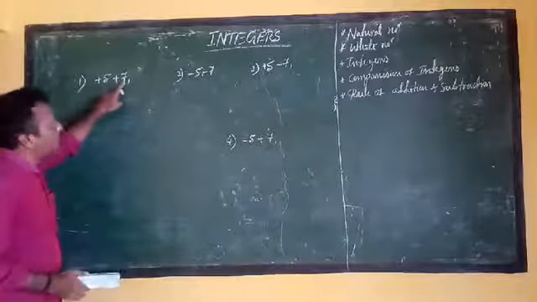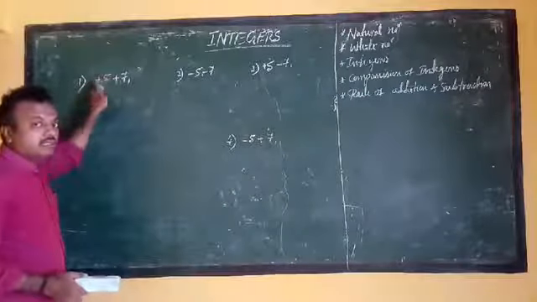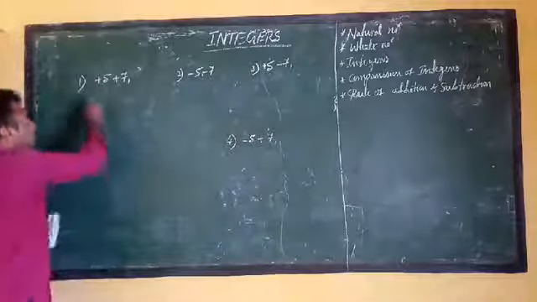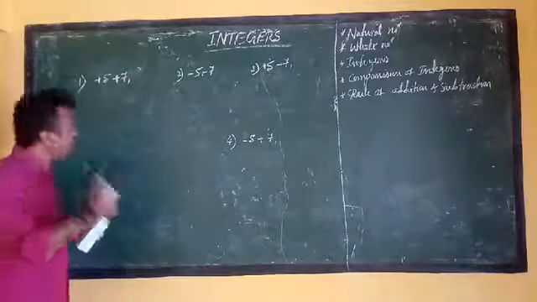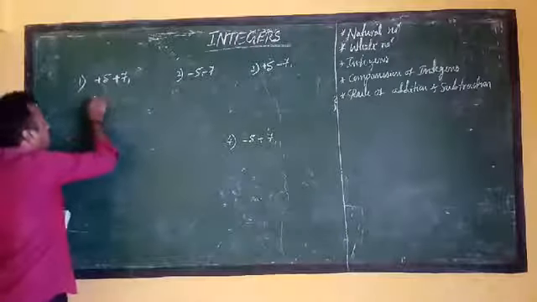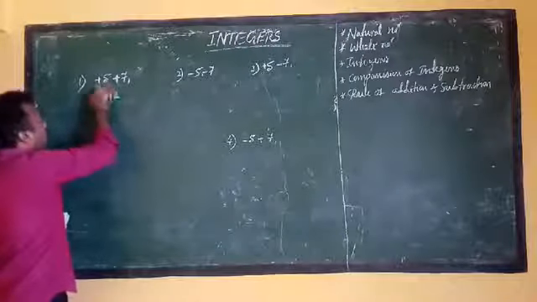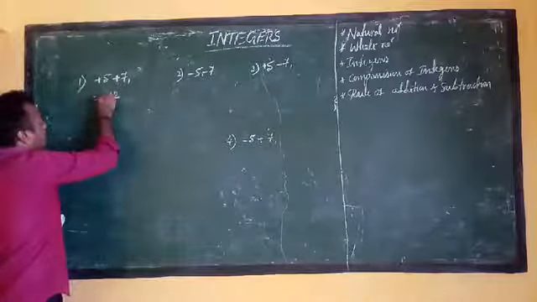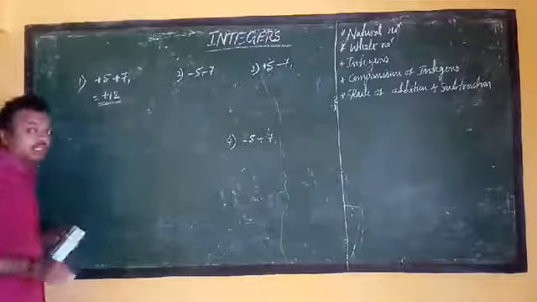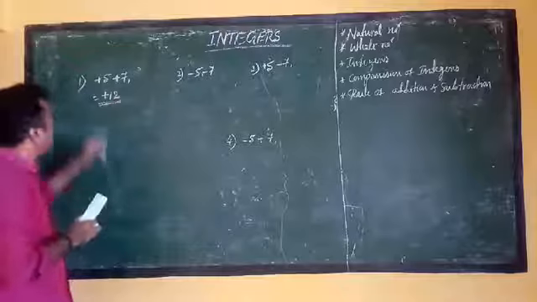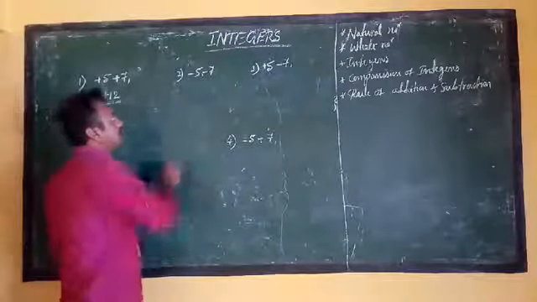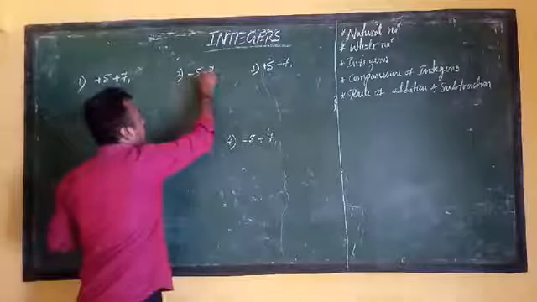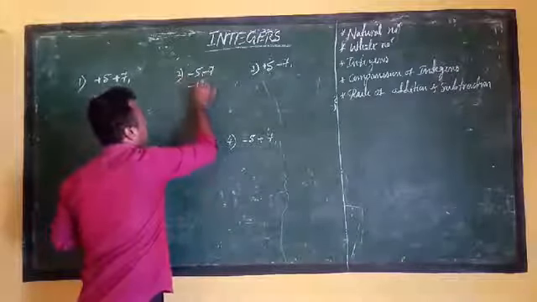Plus 5 and plus 7 is there. Here both signs are same. What will you do? Both are plus sign, so we can do the addition. Easily we have to add. 7 plus 5, how much? It becomes 12. Since both signs are positive, we put plus. The sum of plus 5 and plus 7 is plus 12. Come to the second example: minus 5 and minus 7. The result is minus 12.